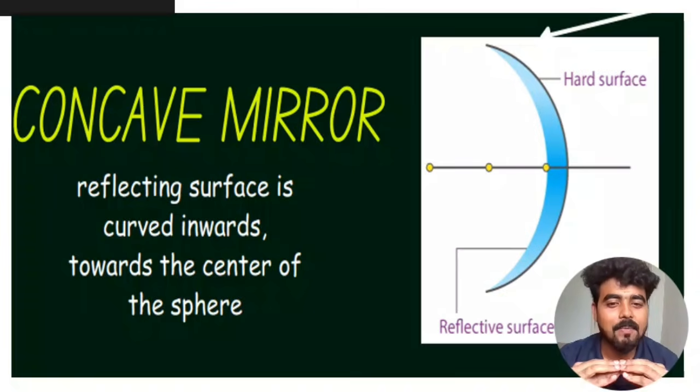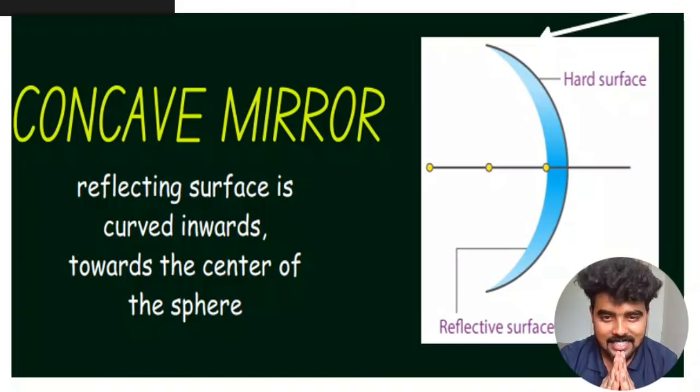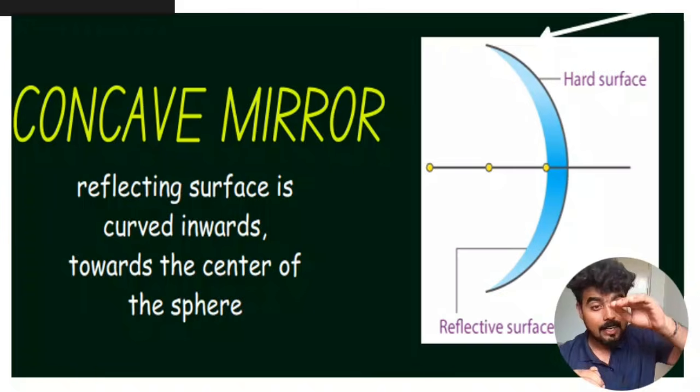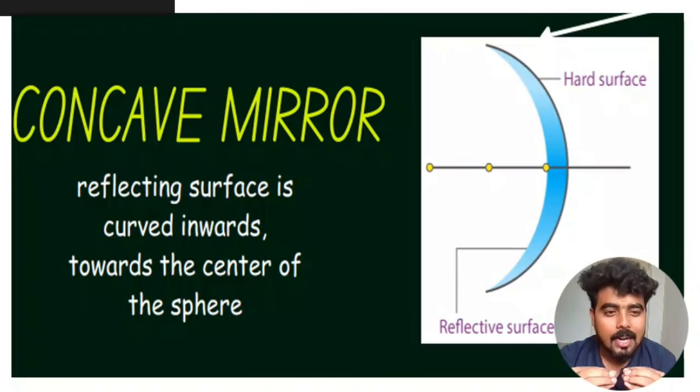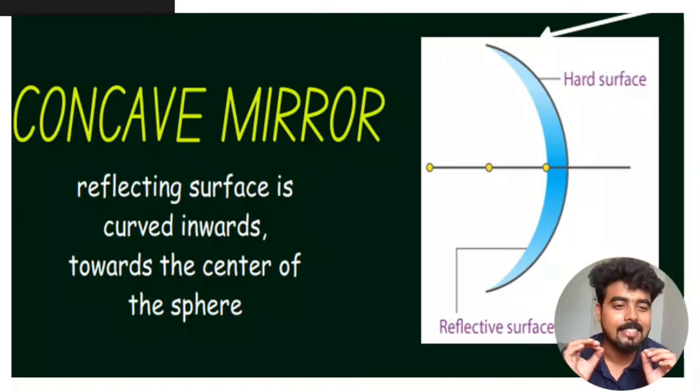A concave mirror is a spherical mirror whose reflecting surface faces towards the center of the sphere. Or else we can directly say that the mirror whose reflecting surface is curved inwards is known as a concave mirror. The outer, bulging surface is silver polished, making it non-reflecting.